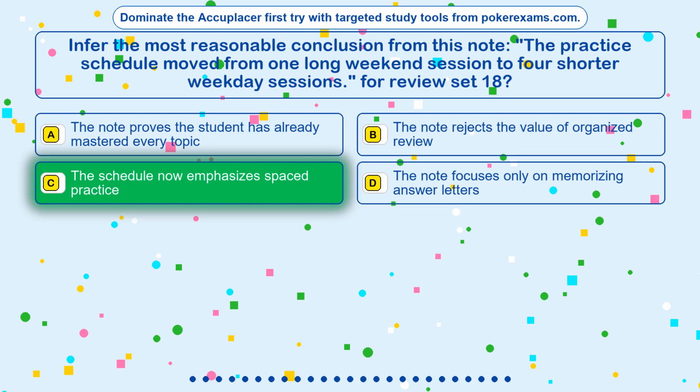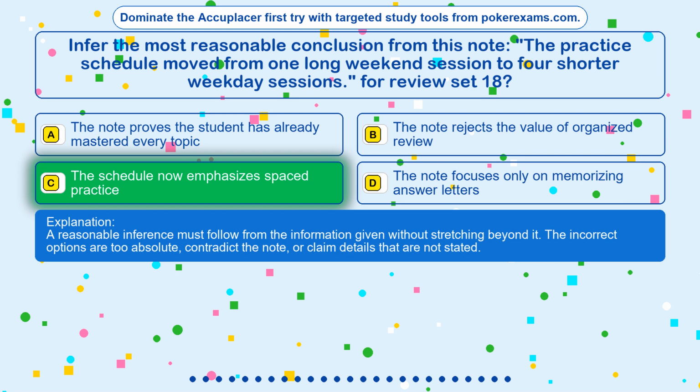The correct answer is option C. The schedule now emphasizes spaced practice. A reasonable inference must follow from the information given without stretching beyond it. The incorrect options are too absolute, contradict the note, or claim details that are not stated.